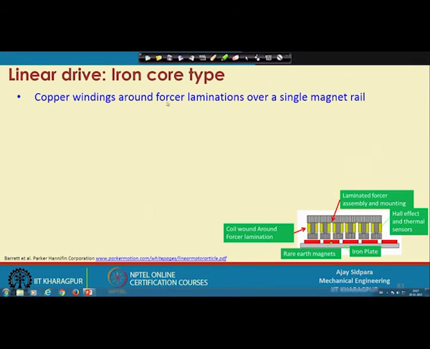Right. So, there is copper winding around the forcer lamination over a single magnet rail. So, we have only one rail of the magnet. This is called a single magnet rail.